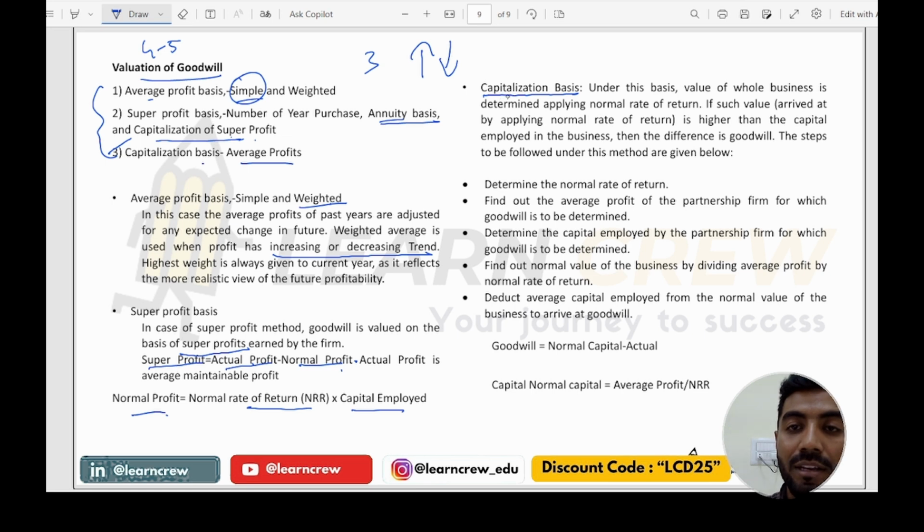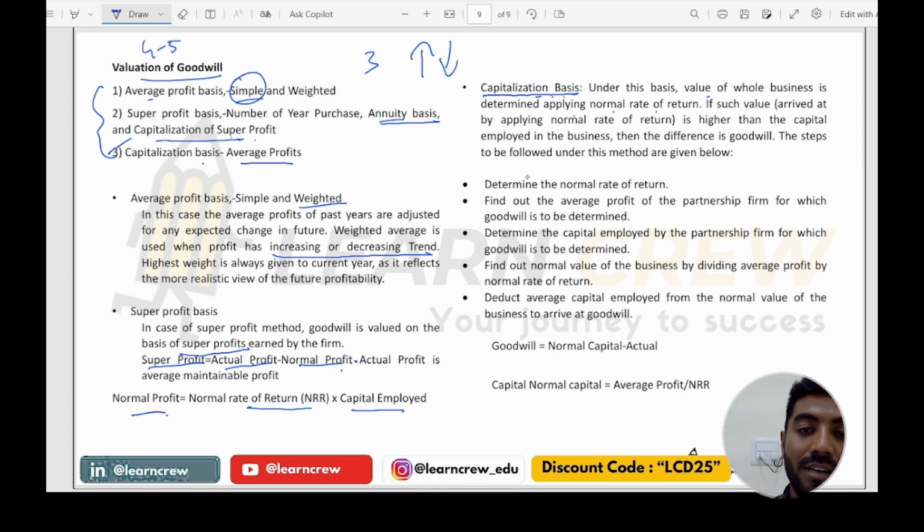Okay. Then coming to the capitalization basis. Under the capitalization basis, the value of the whole business is determined by applying the normal rate of return. That is, whatever the profit is, you divide it by the normal rate of return. If the value arrived at by applying the normal rate of return is higher than the capital employed in the business, the difference is goodwill.